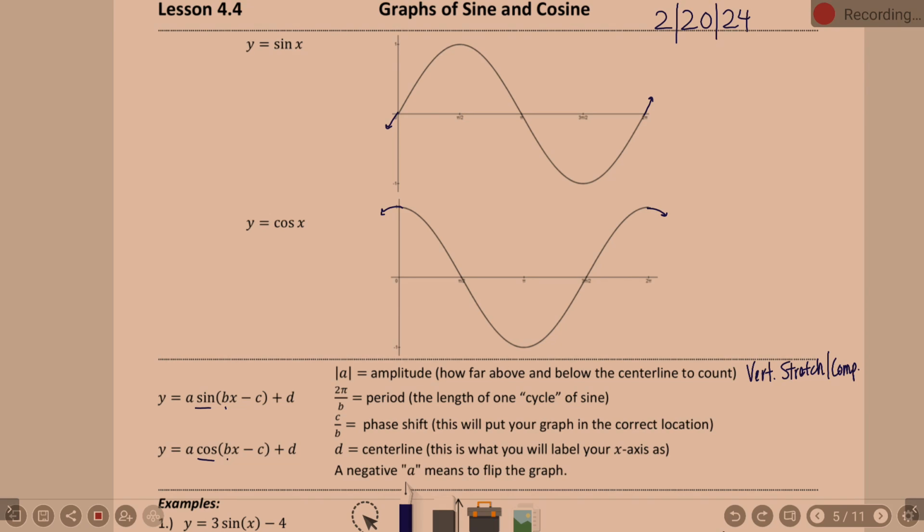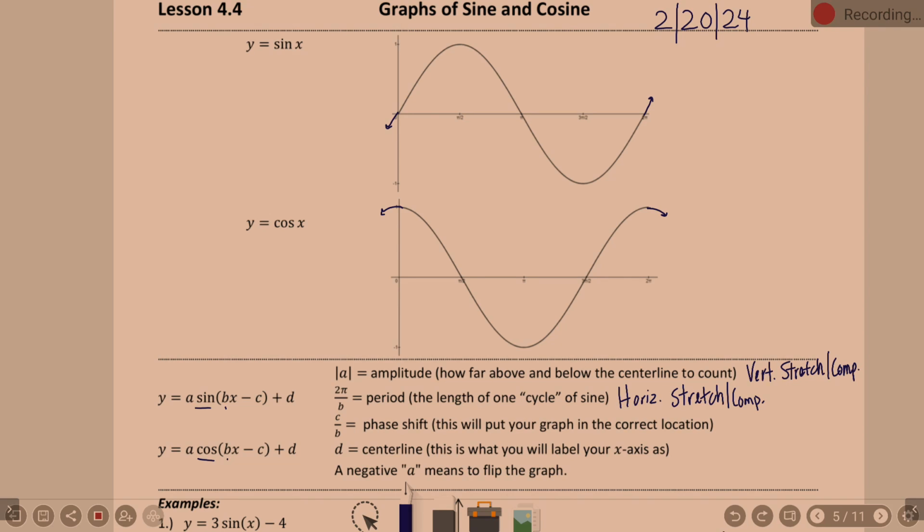Stretch or shrink. I guess I said stretch or compression here. Which words do we use? We've used both, haven't we? Compression or shrink. Okay. But this is more of a horizontal stretch or shrink, or stretch or compression. Okay, so that's going to adjust the length of your graph.